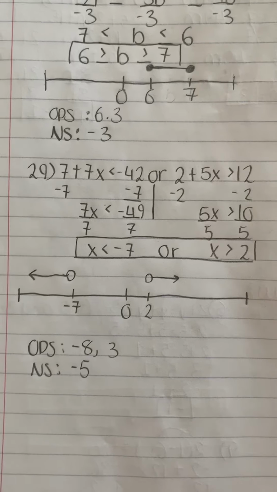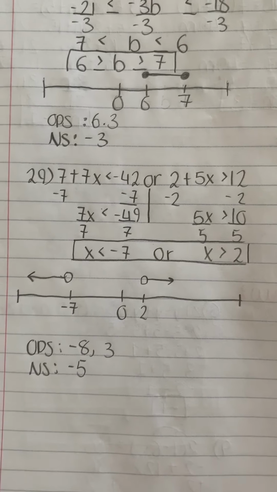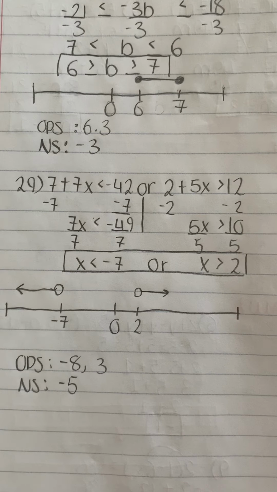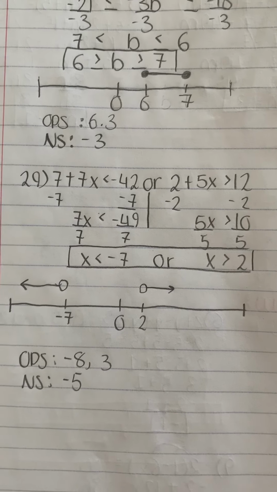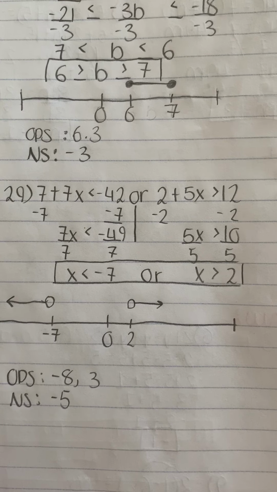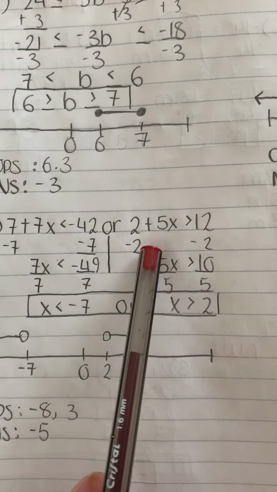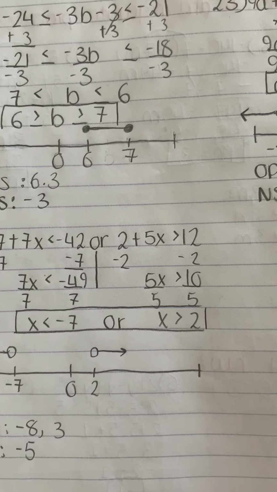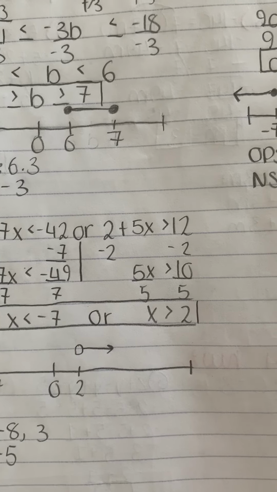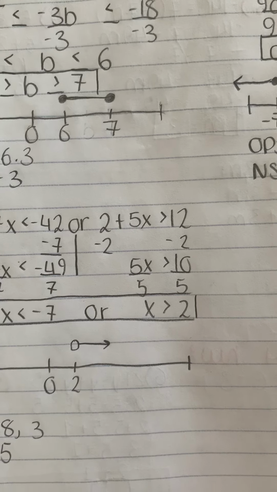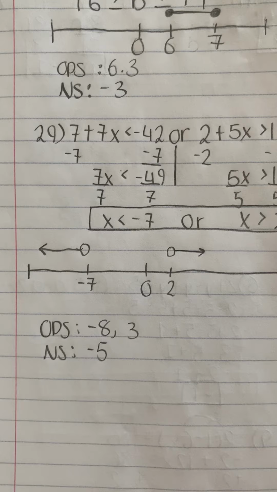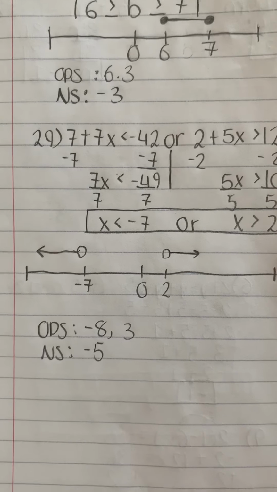And then on question 29, the first thing I did on the left was subtract 7 from both sides to get 7x is less than -49, divided by 7 on both sides to get x is less than -7. And then on this side, the first thing I did was subtract 2 from both sides to get 5x is greater than 10. And then I divided by 5 on both sides to get x is greater than 2. And then here's my graph. An OPS could be -8 or 3, and an NS could be -5.